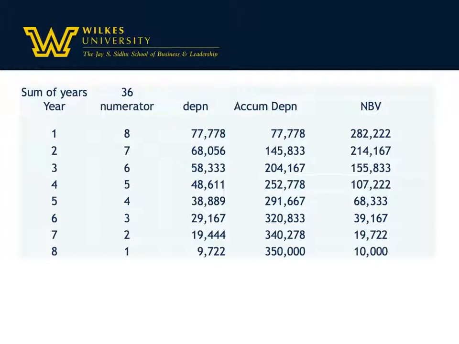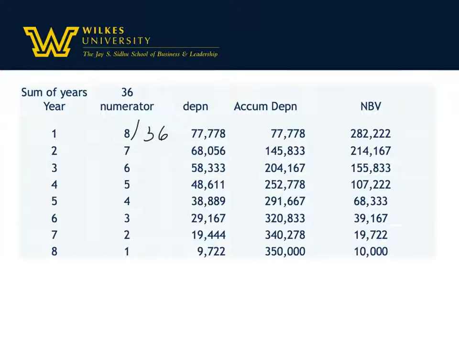It's your depreciable base times 8 divided by 36. That gives you your depreciation. Same rules apply. Your accumulated depreciation the first year is your depreciation, and your net book value is your cost of 360 minus your accumulated depreciation.